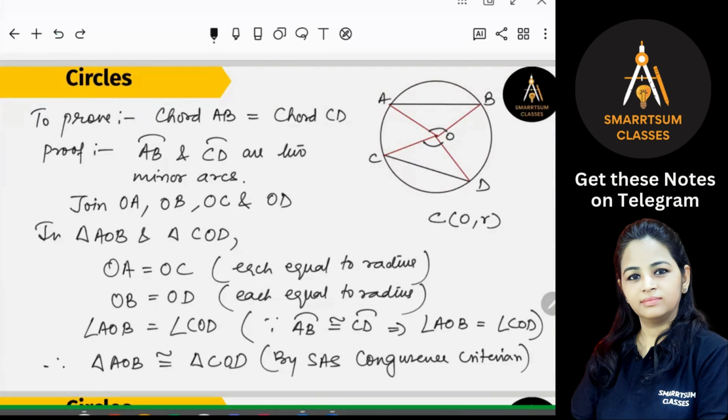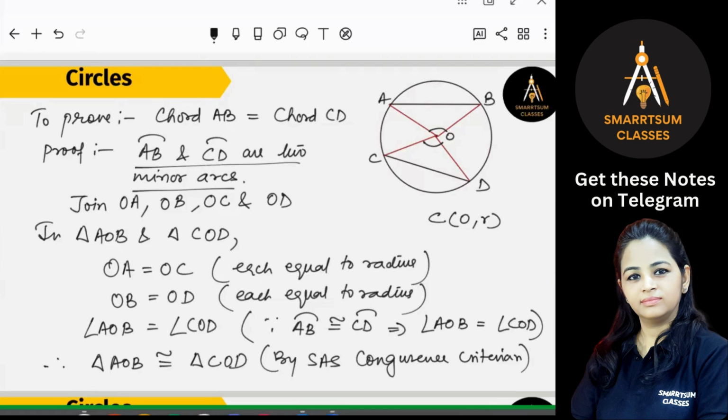So in this way, we have proved that if there are two congruent arcs within a circle, then the corresponding chords will also be equal in length. This is the case when AB and CD are assumed to be the minor arcs. We can assume the other case also, that AB and CD are the major arcs. In that case, BA and DC will be the minor arcs, and you can prove the same thing for those arcs. In both cases, you will get AB equal to CD.